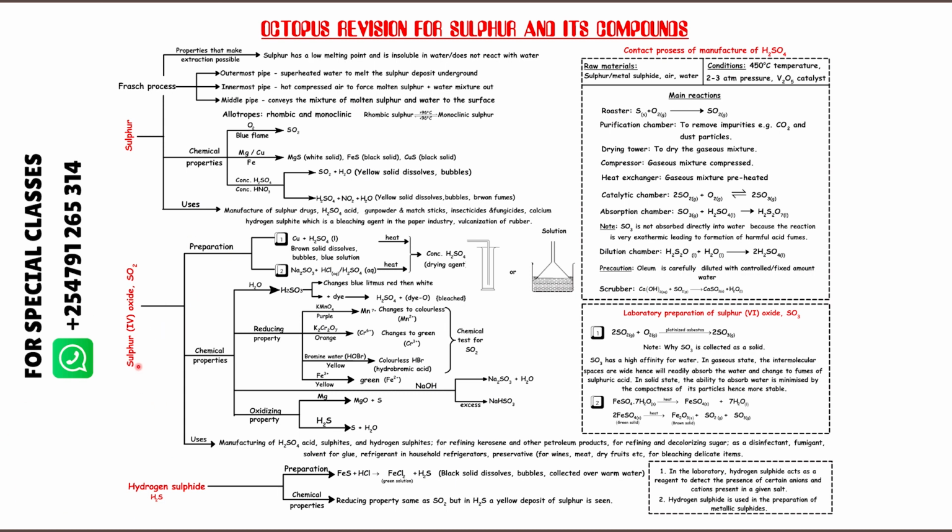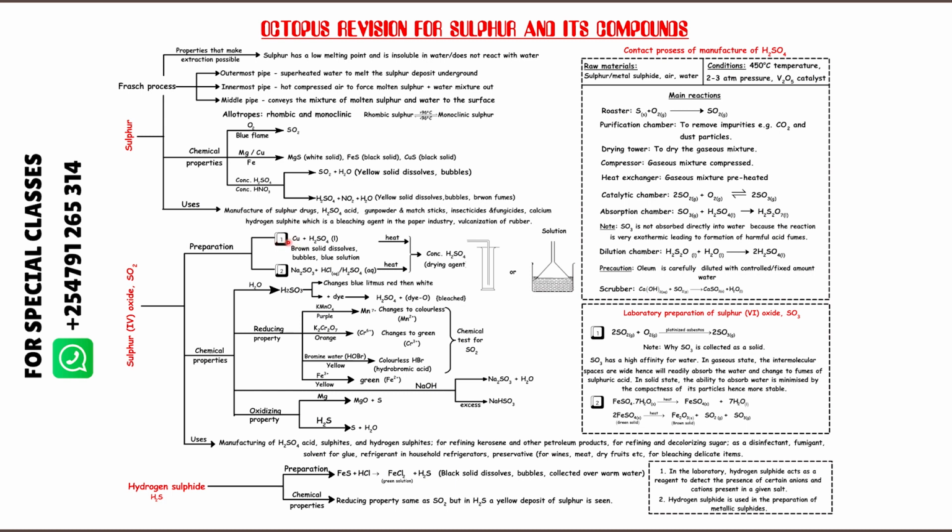Then we have sulfur 4 oxide now. We are now through with sulfur. We go to the oxides. So we start with sulfur 4 oxide. Sulfur 4 oxide, we start with the laboratory preparation. There are two methods in which sulfur 4 oxide can be prepared in the laboratory.